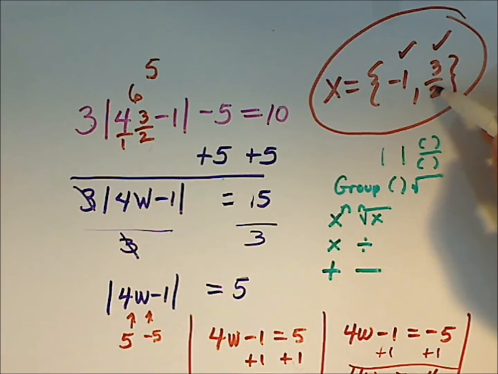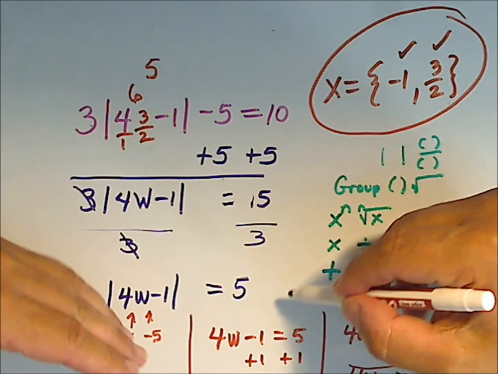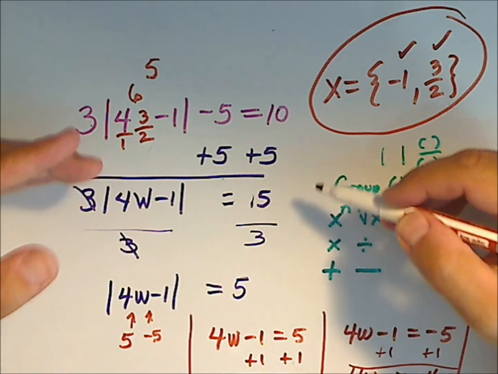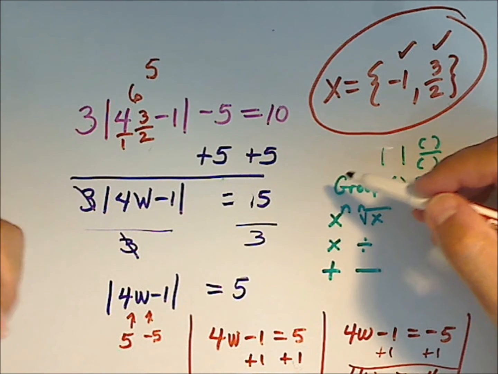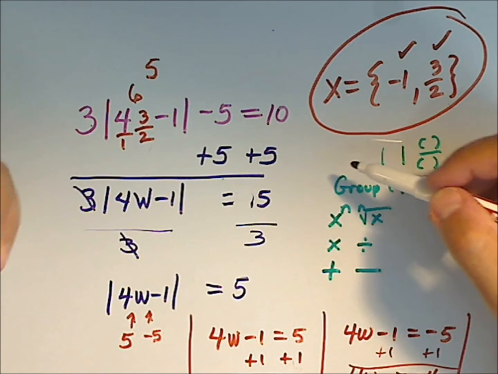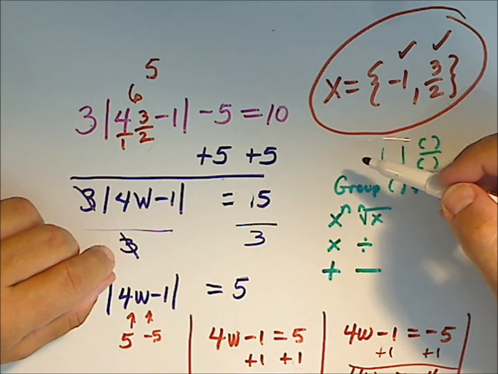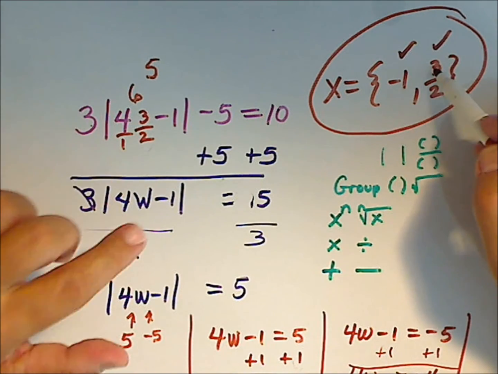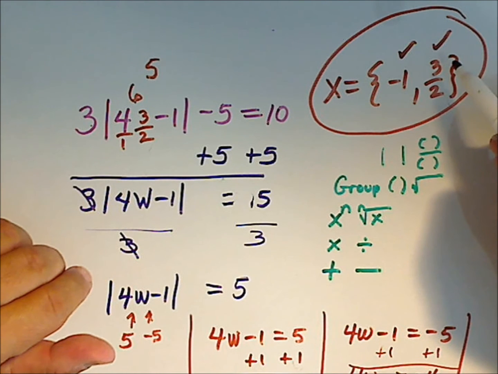If one didn't work, I'd want to go back and check everything. And if it still didn't work, I want to know why it wouldn't work. It had to have a logical reason. And if it logically didn't work, we'd call it an extraneous solution. And we would not accept it. But I'm going to accept both here because they work.